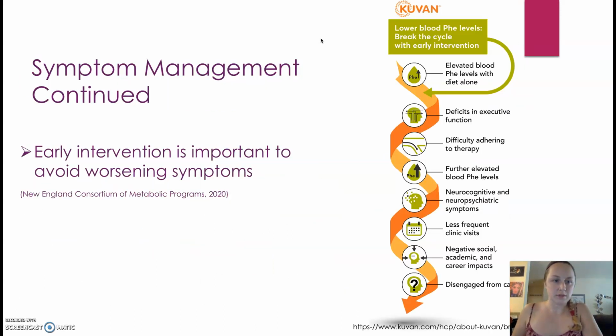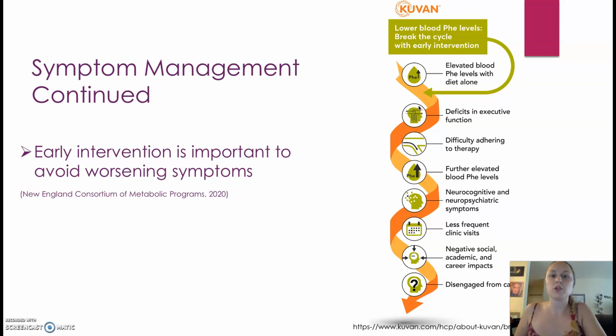Just continued symptom management. So early intervention is the most important and best way that we can avoid worsening symptoms. As you can kind of see in this little cycle here, the elevated blood phenylalanine levels go down this tangent of all of these symptoms and signs of this disorder.